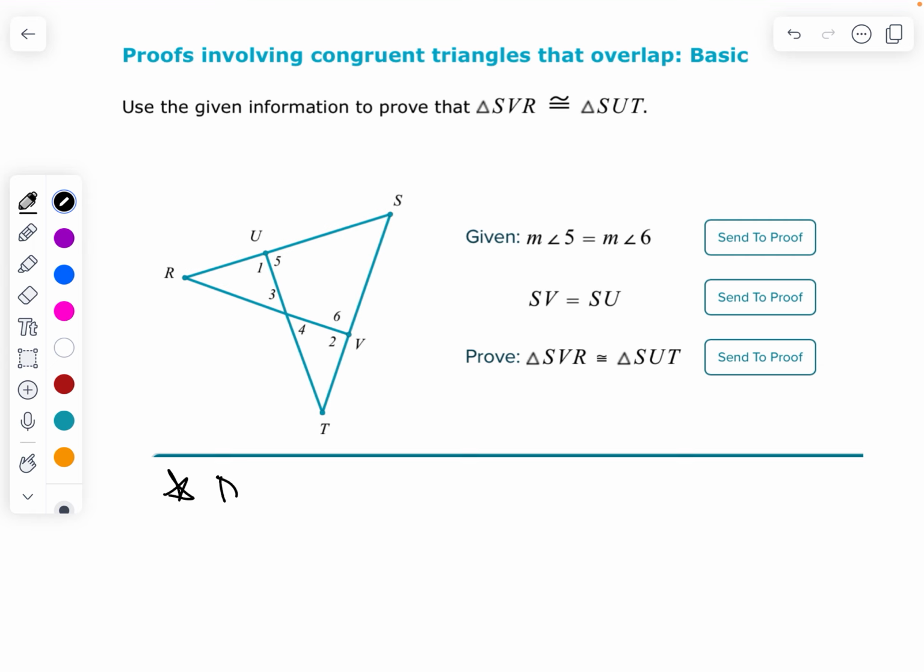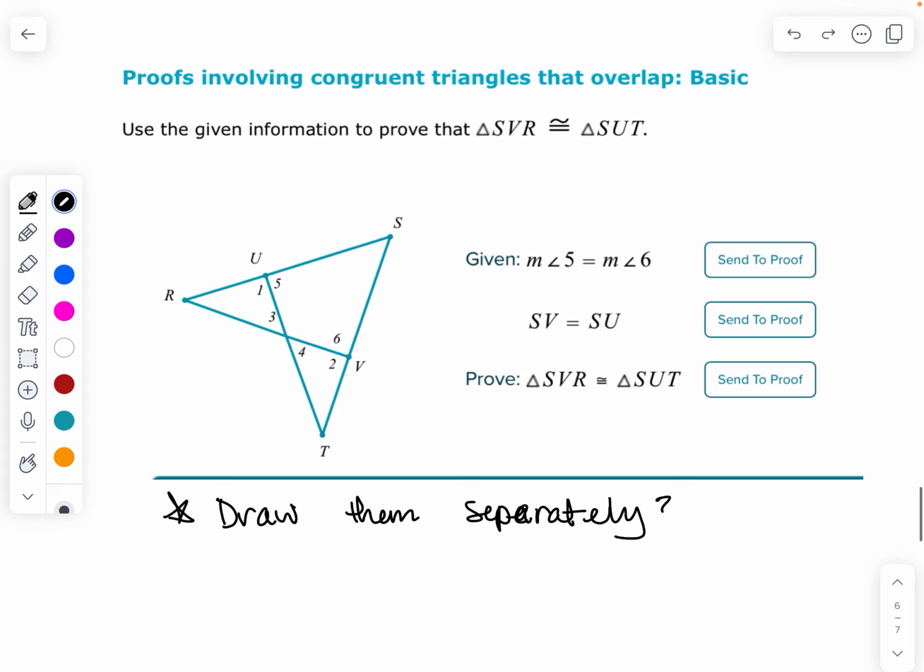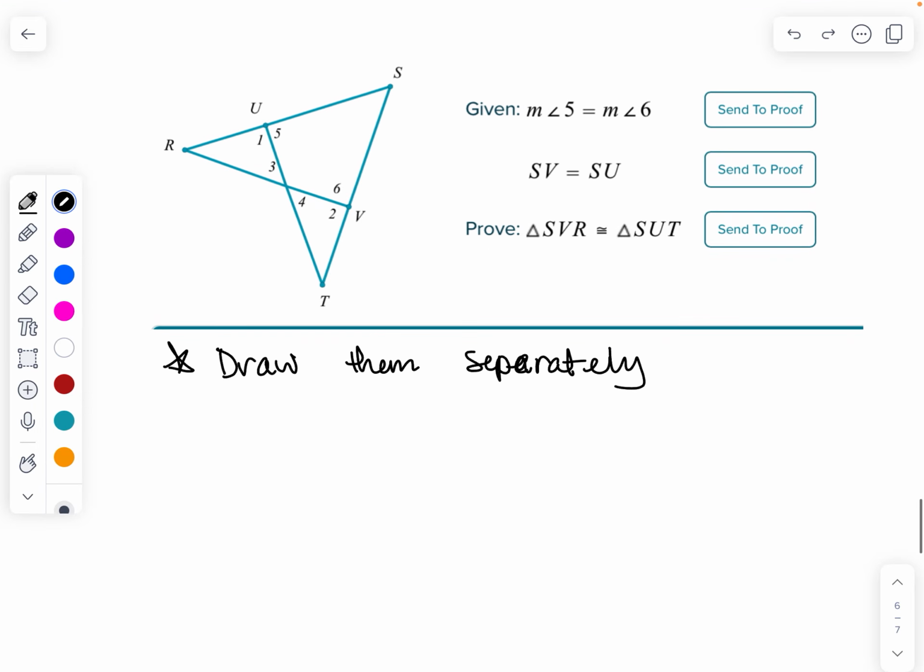Big rule: draw them separately. And I am probably writing that incorrectly. Is it supposed to be an A? I'm not sure. Anyhow, it's not a question mark as to whether you should. You should draw them separately. Okay? All right, so that's what I'm going to do. SVR, and sometimes it even helps me to highlight them. This is SVR. I'm going to draw SVR first, and write the letters.